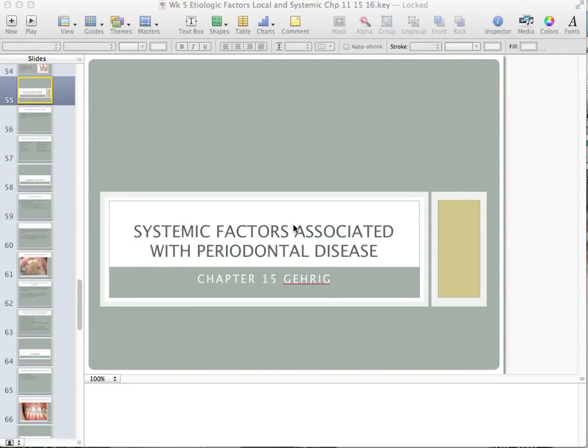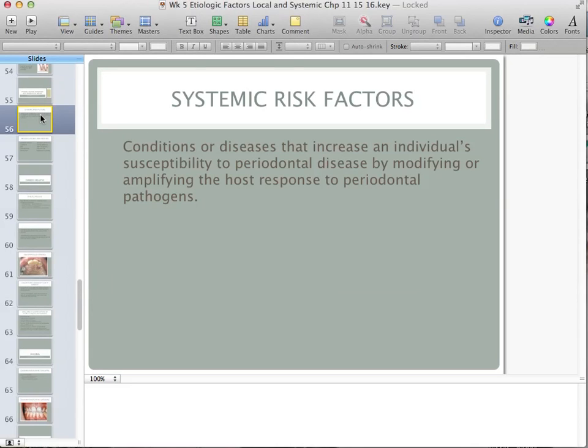All right, so part 2 of etiologic factors, we're talking about systemic factors that can cause issues with periodontal disease. So again, chapter 15. So systemic risk factors. Basically, this means it's a condition or disease that affects the individual's chances of getting periodontal disease. Therefore, you need to modify the host response to make sure they're not having a higher chance of perio.